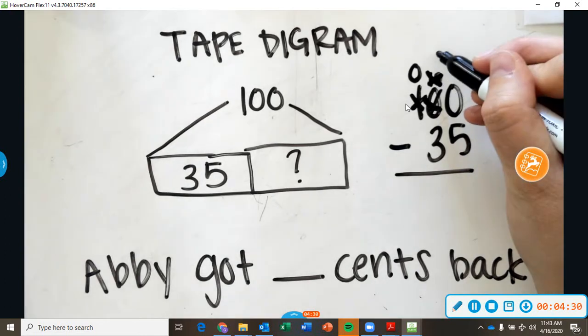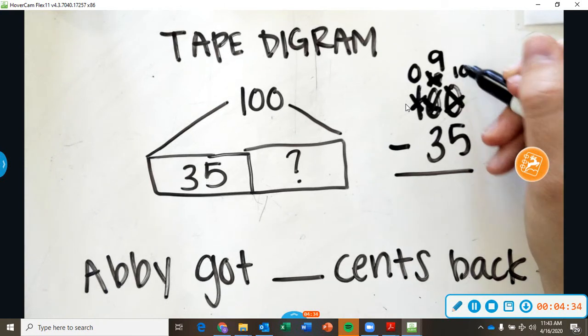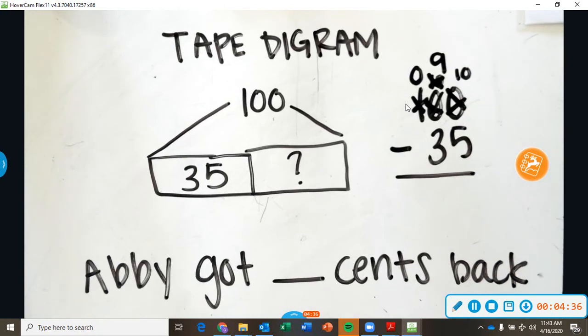Once I take a 10, I'll have 9 tens left. And now I'll have 10 ones from taking a 10. This is a very, very complicated thing for kids to usually wrap their heads around. So if you need independent practice on this, please let me know on Blooms, in a personal message, and I can give them more practice on this.